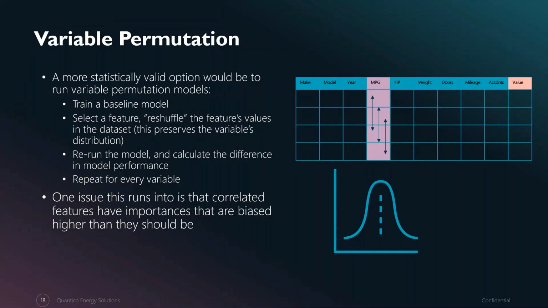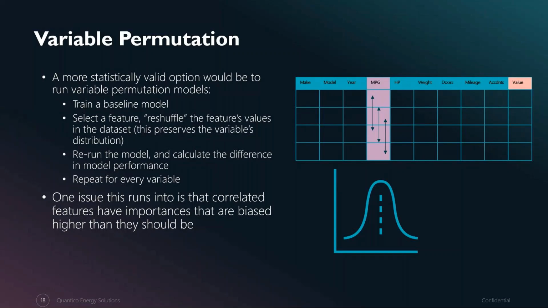It's very random. What this does is it preserves the variable's distribution. However, you lose the connection that that variable has with actual observations. So you're essentially removing any signal that miles per gallon may have given previously. So then, once you reshuffle that feature, you just rerun the model and compare the difference in model performance. Once you repeat this for every variable, you'll see which variable is most or least valuable in that iteration, right? So in this example, we shuffled miles per gallon.